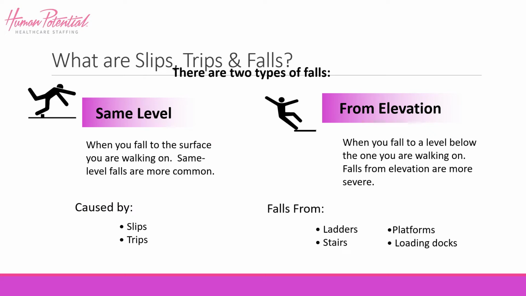There are two types of falls. The first type of fall is on the same level. This is also the most common type. The second type of fall is from an elevation. This typically occurs on stairs or from ladders, platforms, or loading decks and can cause serious injury. In this training, we'll show you examples of both same level and elevation falls in the workplace.